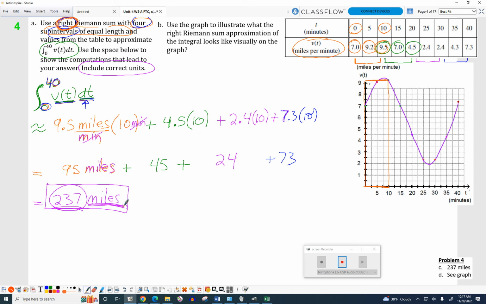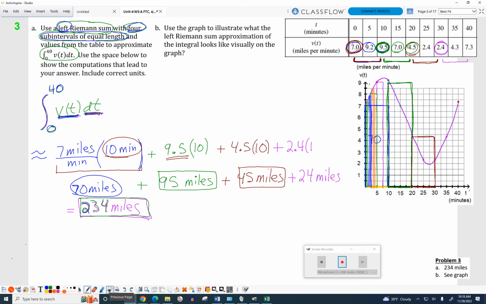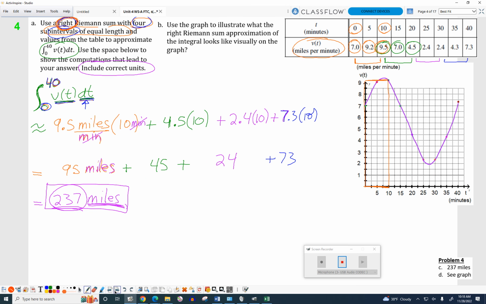So I have another question. Yeah, please. Do you add the means from the right Riemann and the left Riemann to get an average of what the displacement would be? Listen up. Three for Ethan. If you take the left Riemann sum, which we got 237, as long as the subintervals are the same, and you add that to the right Riemann sum, which we calculated to be 234, and you divide that by 2, you get what is known as the trapezoidal Riemann sum.